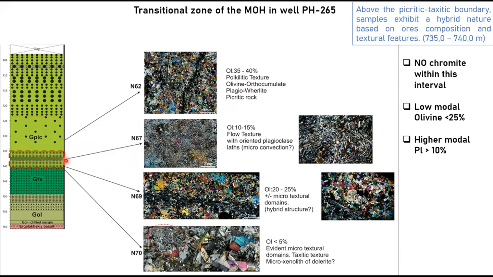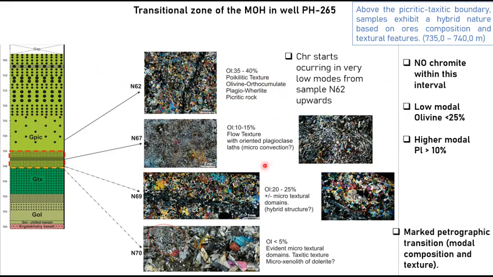In this transitional zone, we have no chromite, we have a low modal olivine, and we have higher modal plagioclase. So we compare this with a typical picritic rock, so we are going to have a little bit different values. Chromite starts occurring from this sample 62 and upwards, mainly as inclusions in olivine.